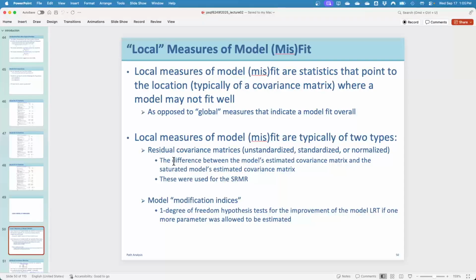But those two versions are residual covariance matrices. Residual meaning, how far off are you? Let's take one minus the other and see how far off we are. And then the other is this cool thing called modification indices.